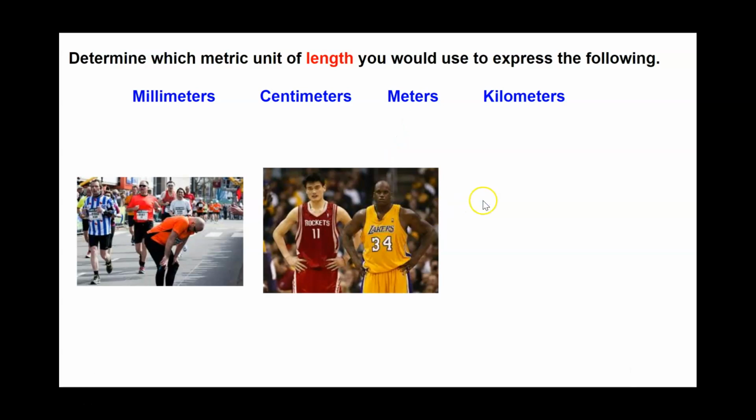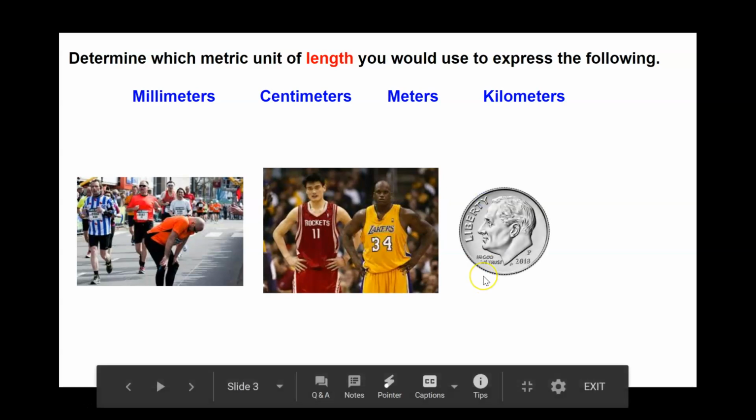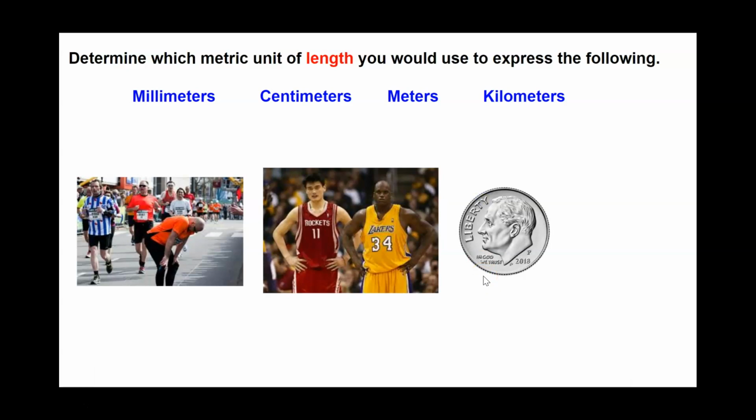Once again, I wanted us to get a good grasp of this because I hate for you to get these problems wrong on the test. So understand the difference between each one of them. If I want to measure a dime, what will we use?